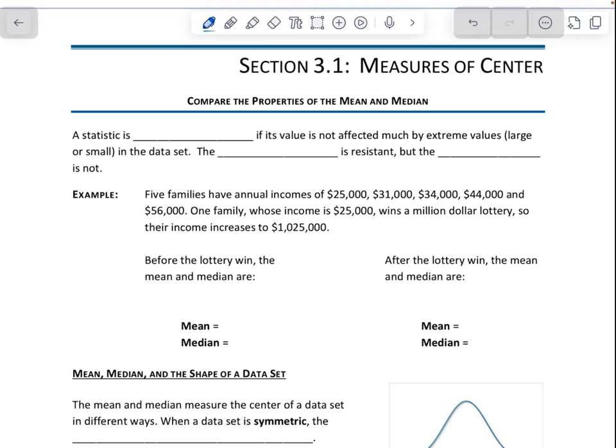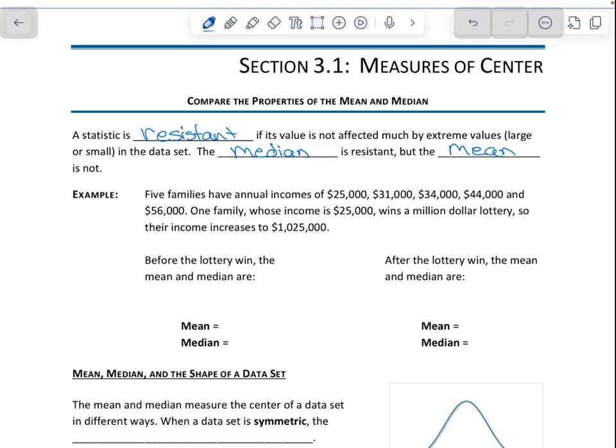Now, we consider a statistic resistant if its value is not affected much by extreme values, large or small, in the data set. The median is resistant, but the mean is not. And let's look at how that works.